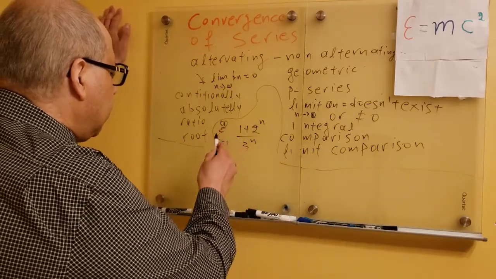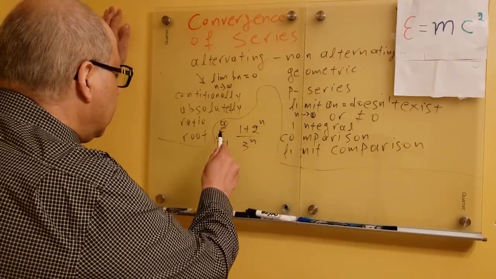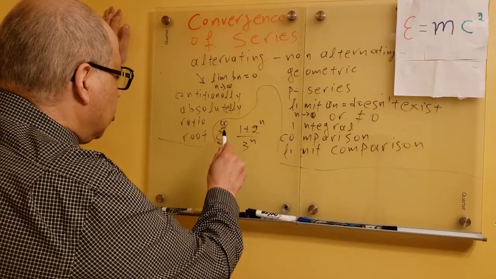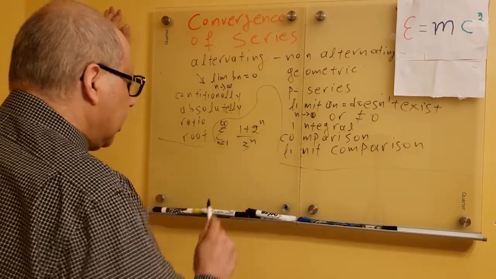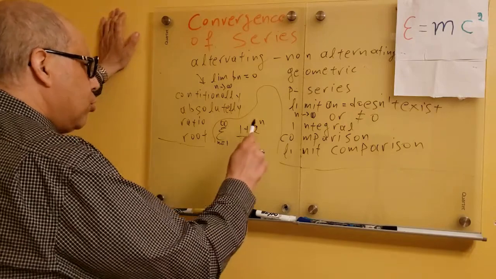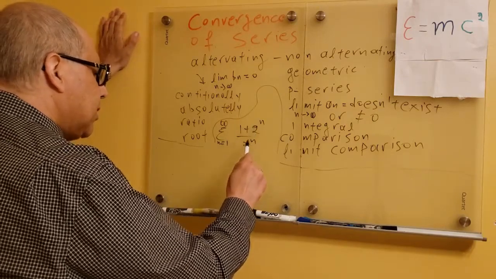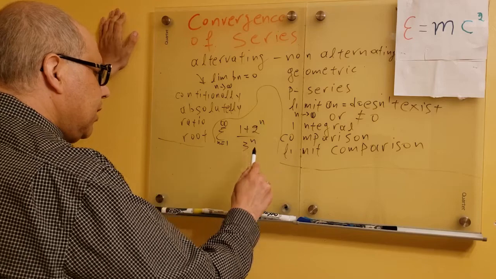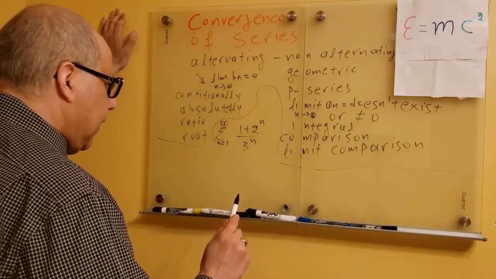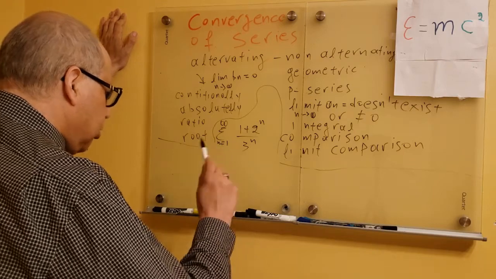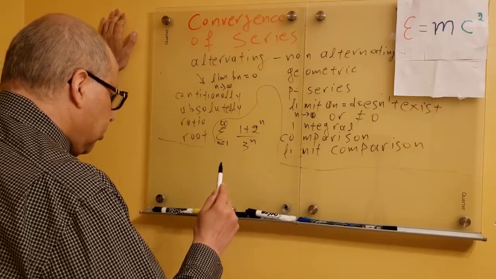The second example is this here. We have the series 1 plus 2 to the n over 3 to the n. Again, because you see the numbers 2 and 3, and you see the n and the n, that refers to a geometric series. You just have to work a little bit again on it.